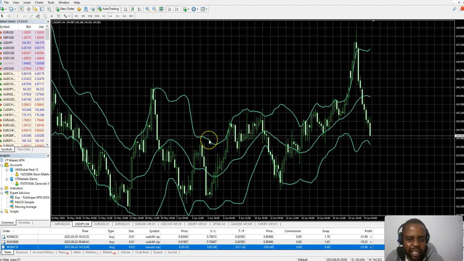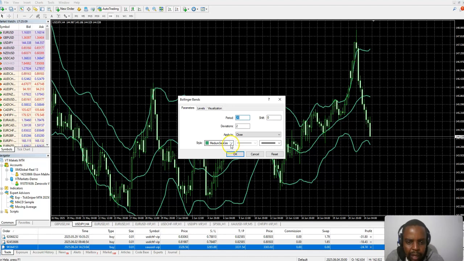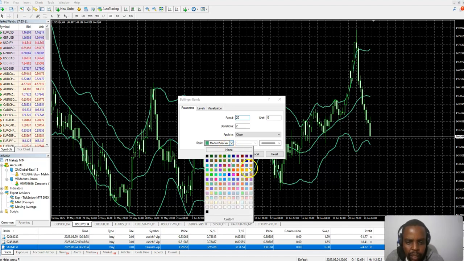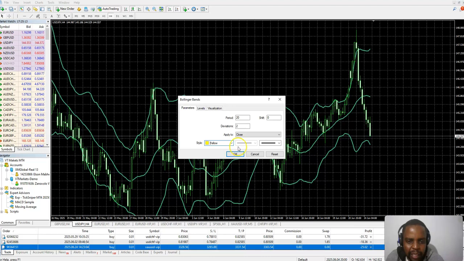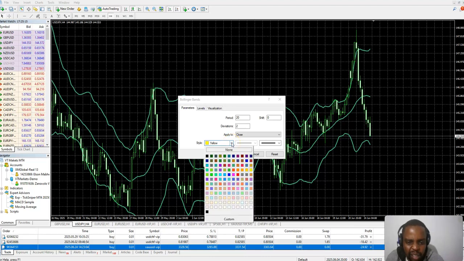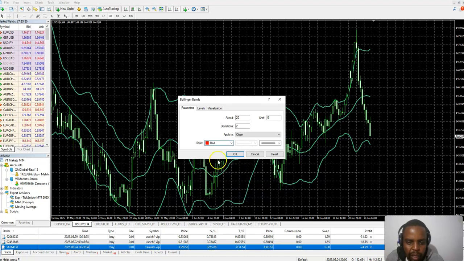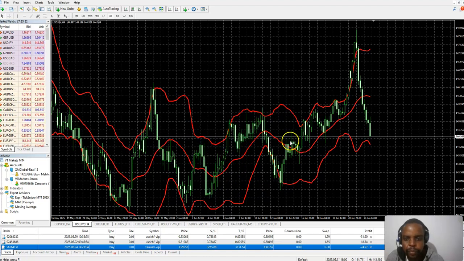Okay, this chart is green. Let me just change the color, properties, so that you can come this way, and then click here. Please make it yellow. Find yellow. Yes, yellow will do good. Or should I go with the red rather? Okay. So these are the Bollinger Bands.